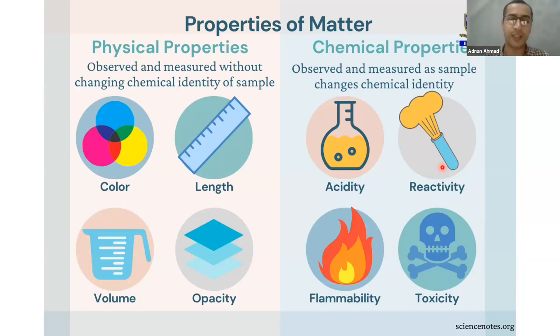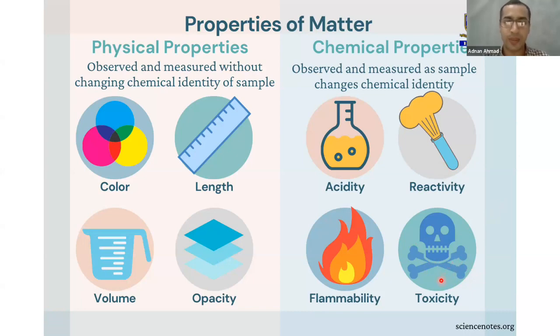When you heat things, they change chemically, and a chemical change is not reversible. For example, I have this piece of paper, okay? If I burn it, can I change it back to paper from ashes? No, right? So a chemical change is irreversible, and a physical change is reversible. So flammability, toxicity. What is toxicity?